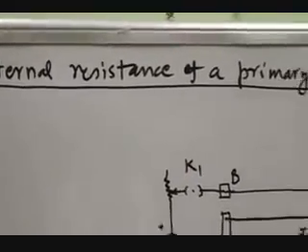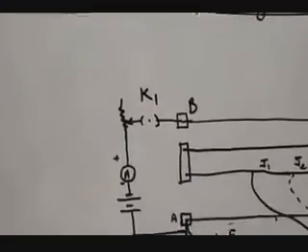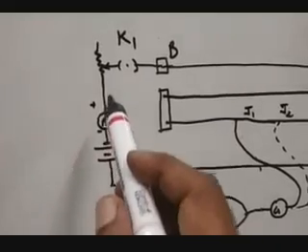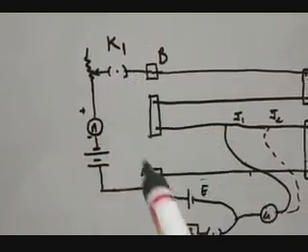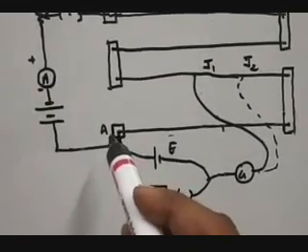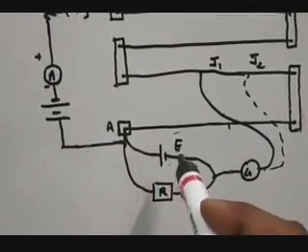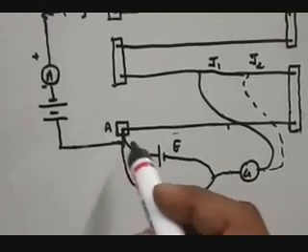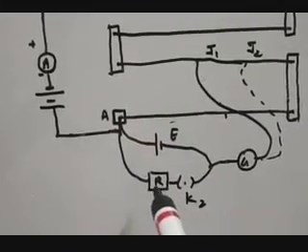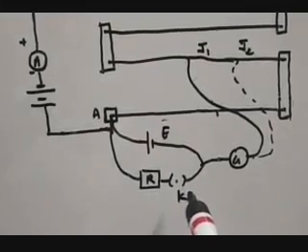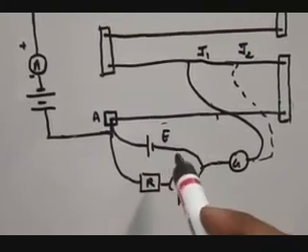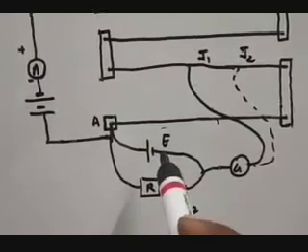Internal resistance of a primary cell using potentiometer. So this is the external circuit, battery, ammeter, rheostat, and this is the key K1. Here we connect the cell from the end A, the positive terminal of the cell is connected at A. And there is one resistance box and there is another key, we say K2. So R and K2 are connected in parallel to the primary cell.